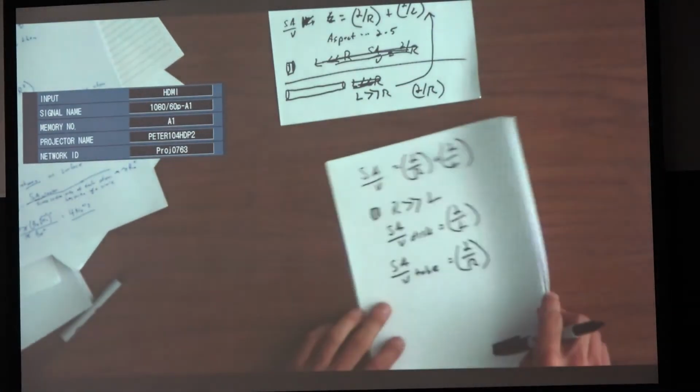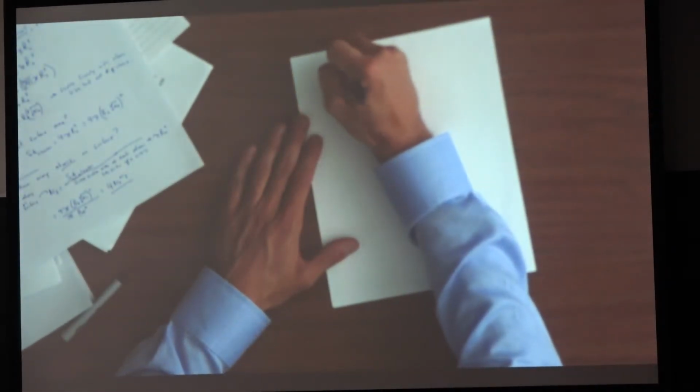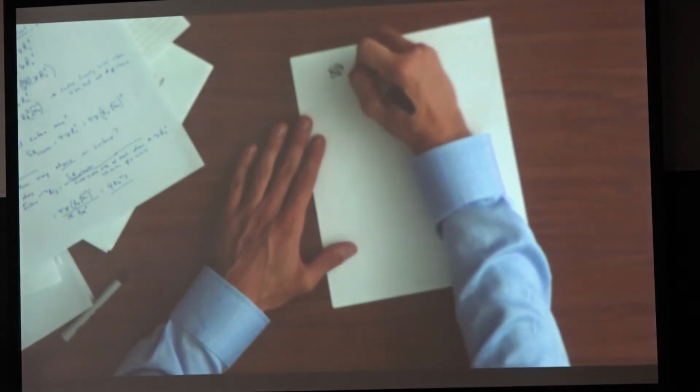Okay. So what we assume we're going to have is a bunch of atoms. So these dots are atoms. And each atom has a radius of RA.